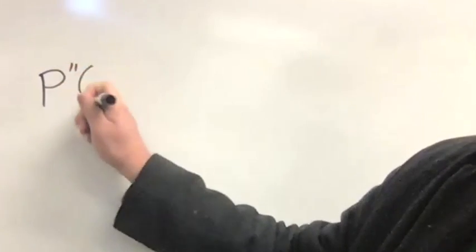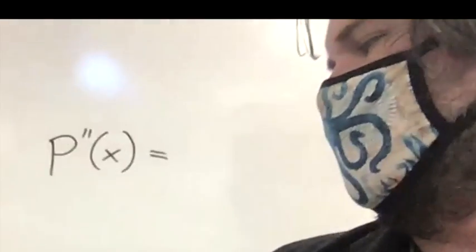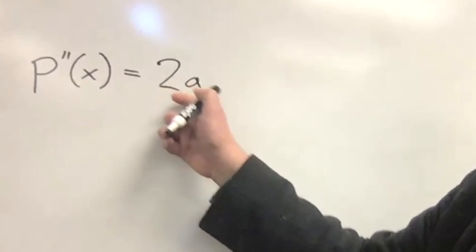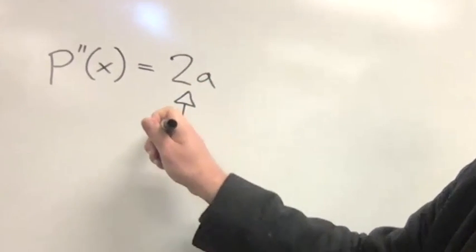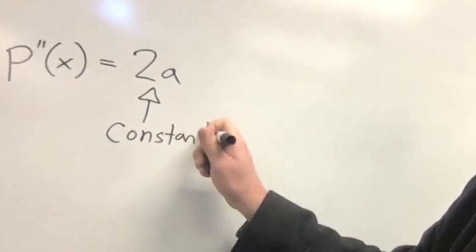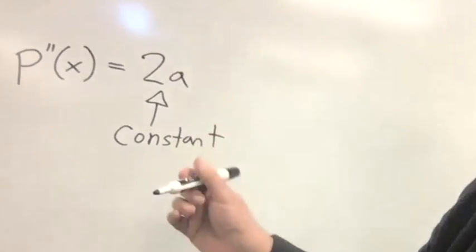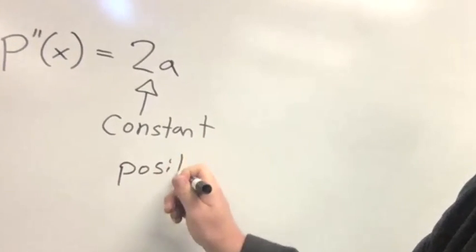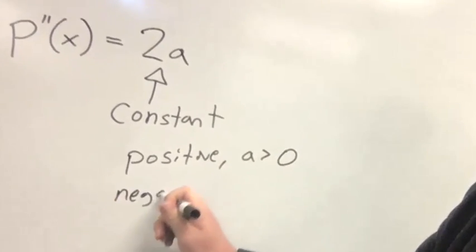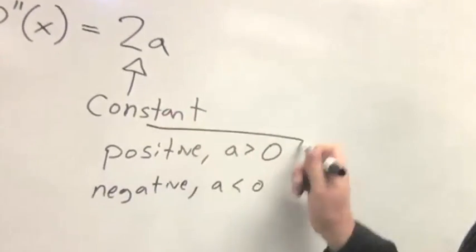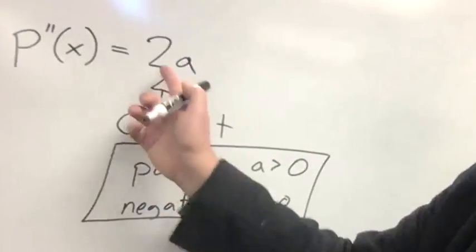what's P double prime of X? It's the derivative of 2ax plus b. It's 2a. Notice this will not have a sign change. This is just a constant value. And so that explains why we didn't see the concavity change. The second derivative was positive when a was greater than 0, and negative when a was less than 0, but it never changed because the second derivative never changed signs.